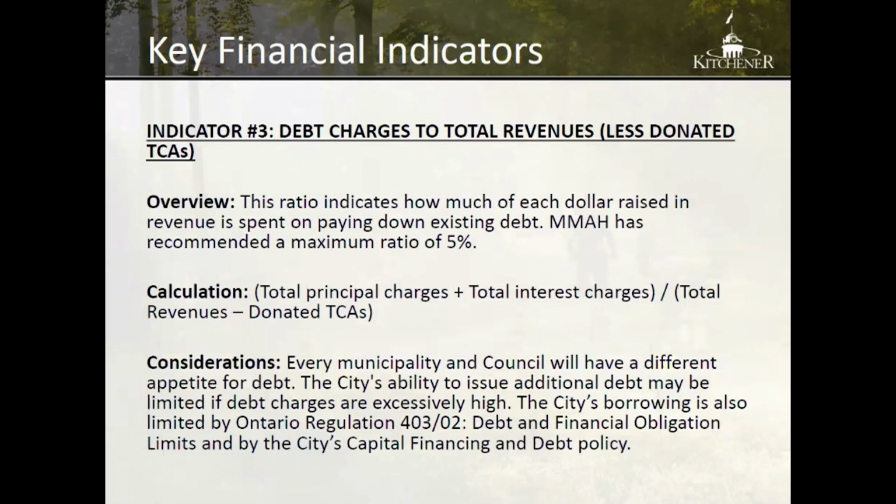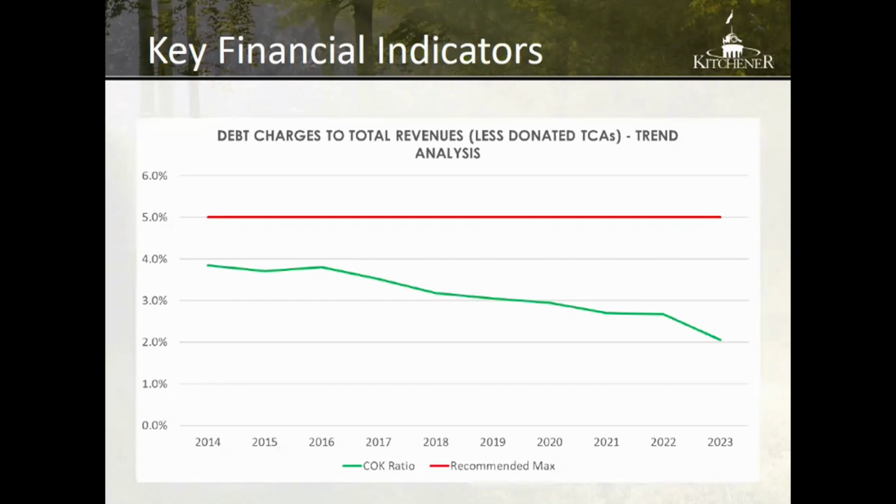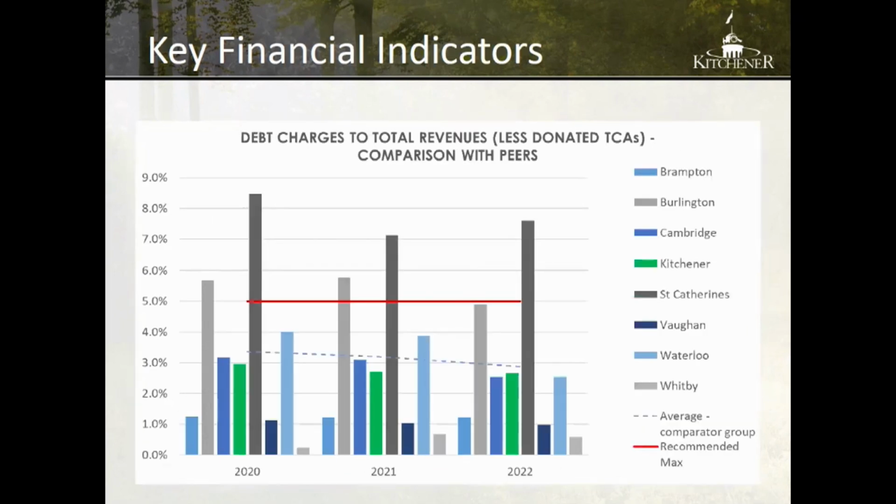The next indicator is looking at debt charges to total revenues, less donated TCAs. There is a recommended maximum ratio of 5%. So as you can see, the city is well below the recommended maximum of 5%. The city is also right in line with the average rate of the comparator municipalities.